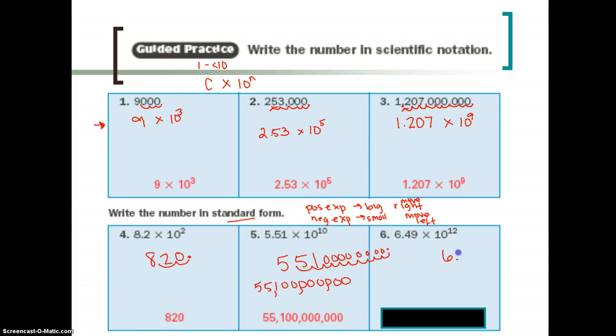Number 6, let's write down the number. It's positive 12, so I go 12 places to the right. 1, 2, 3, 4, 5, 6, 7, 8, 9, 10, 11, 12. Should have left some room. So I have, let's see, thousands, millions, billion, trillion, 6,490 billion as my answer.